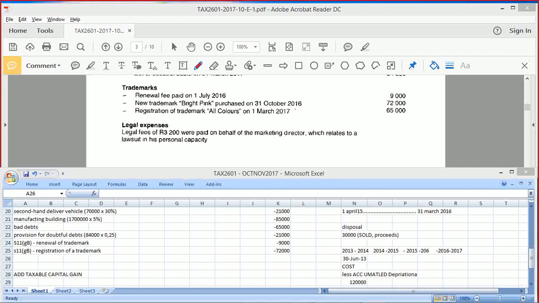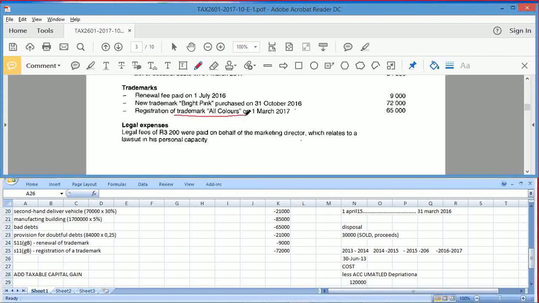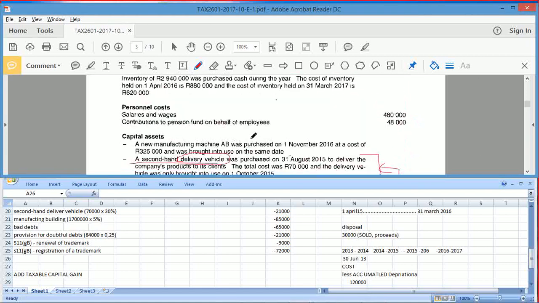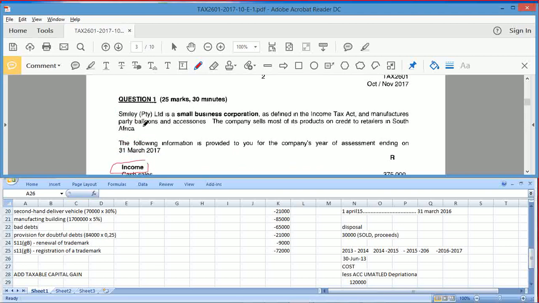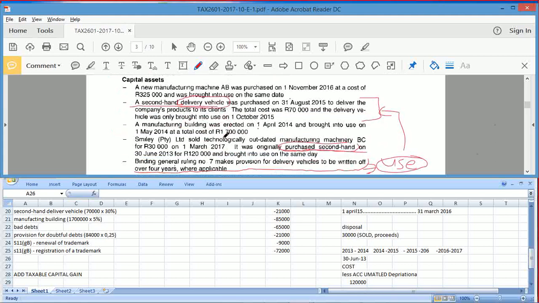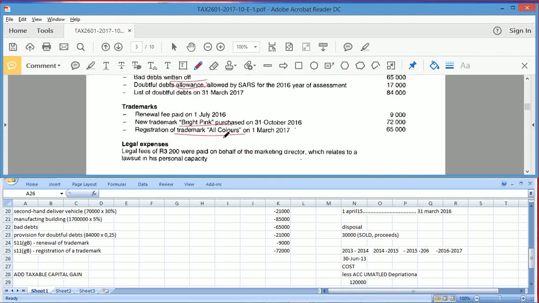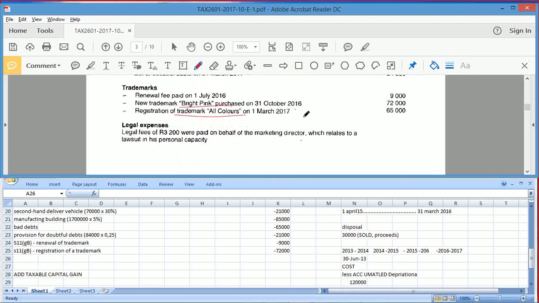All we know in the question is they've got those things, and then what business do they run? Was it an art business? Yeah, party balloons and accessories. That's all they told you. So now, are you supposed to just guess in terms of these trademarks? Is bright pink a design, or is bright pink a patent or a copyright? I think it's probably a design, maybe.